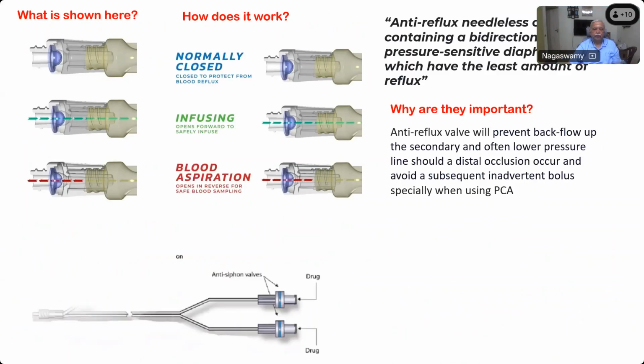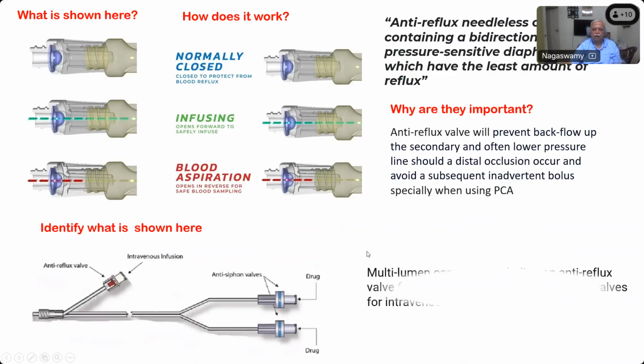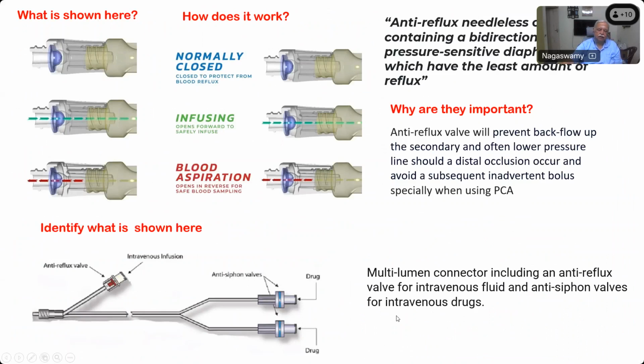Okay. So, can you identify this? This is another component. What I showed here is a small part of this only. This I expanded and showed, but this is called the multi-lumen connector, including an anti-reflux valve for intravenous fluid and anti-siphon valves for intravenous drugs. Okay. So this is a thing that you can do.